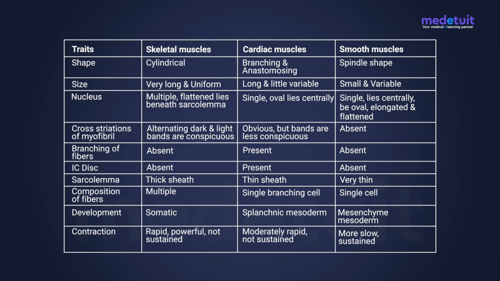Sarcolemma, we have a thick sheath in skeletal muscles, thin sheath in cardiac muscle, whereas very thin in smooth muscles. Composition of fibers, multiple fibers are present in skeletal muscles. A single branching cell is present in cardiac muscle, and we have a single cell in smooth muscle. When you discuss the development of each muscle, there is a somatic development happening in the skeletal muscle. The cardiac muscle is developed from the splanchnic mesoderm, and smooth muscle is developed from the mesenchyme mesoderm. Rapid, powerful and not sustained contractions happen in skeletal muscles. Moderately rapid, not sustained contractions happen in cardiac muscles. It's a more slow but sustained contraction that happens in smooth muscles.